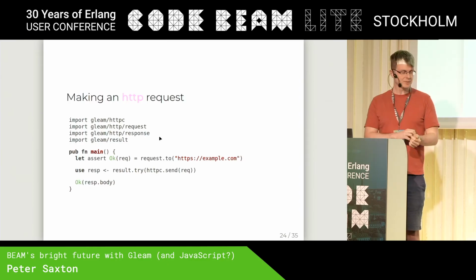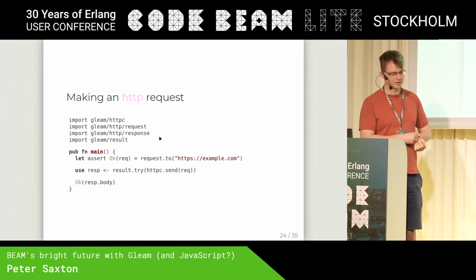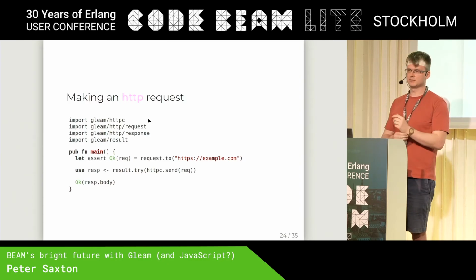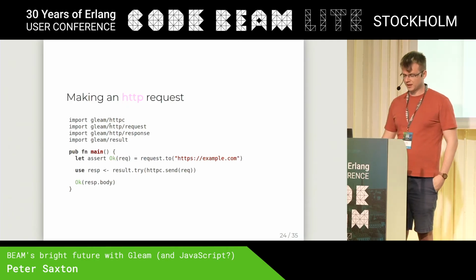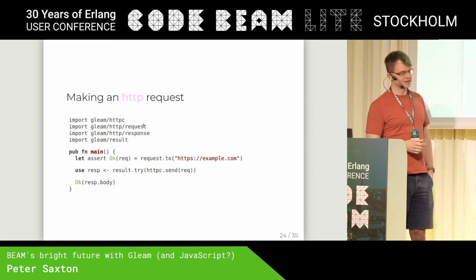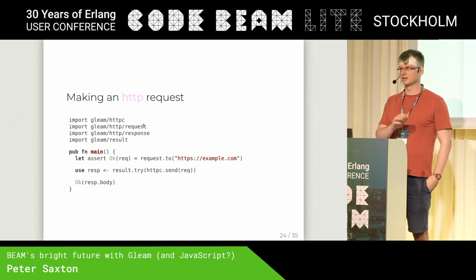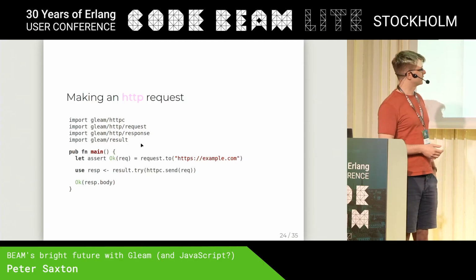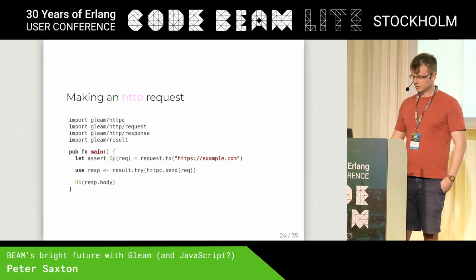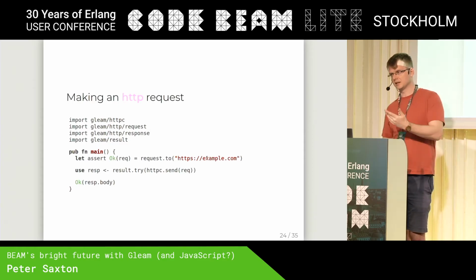And so how do we make an HTTP request? Here we have HTTPC, which is your built-in BEAM client library. You have the HTTP request and response. They actually come from different packages. There's a standard definition of the types. And then we have the Gleam result module, which allows us to work with these results. So here we go. Here we make a request. We're going to get example.com.